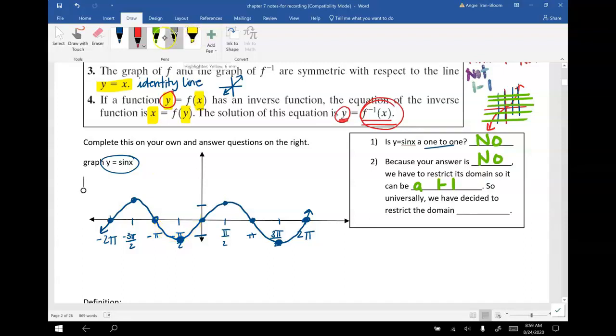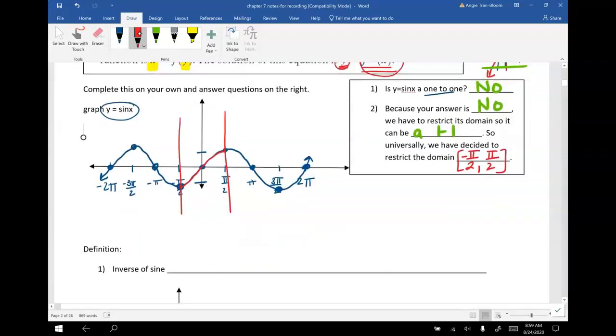So universally, as you can see, we could restrict a bunch of different places. But to make it easy on everybody, we have decided to restrict from here just to here. Okay, so just this piece right here. It's going to be inclusive from negative pi over 2 all the way to pi over 2. Another way of writing that restriction is with an inequality symbol: negative pi over 2 to pi over 2.